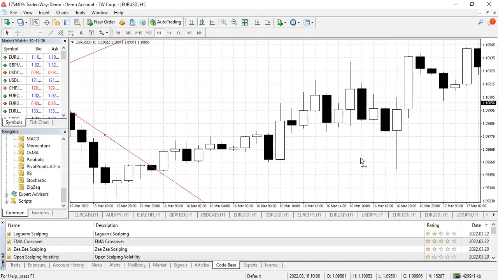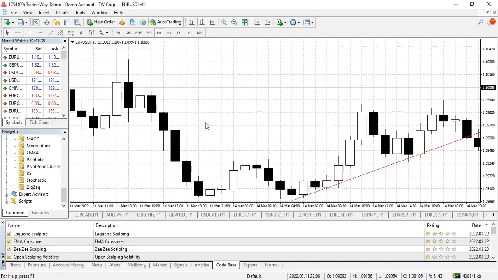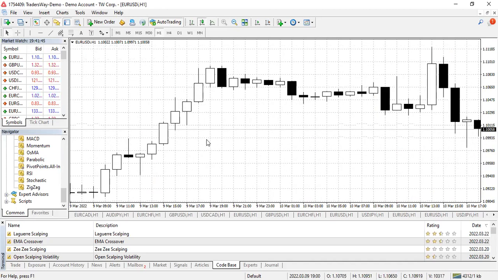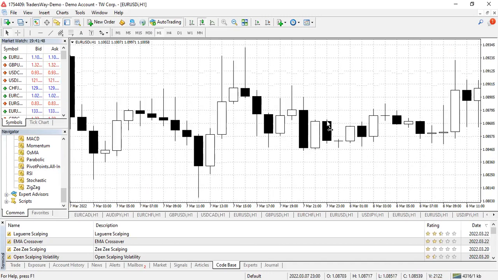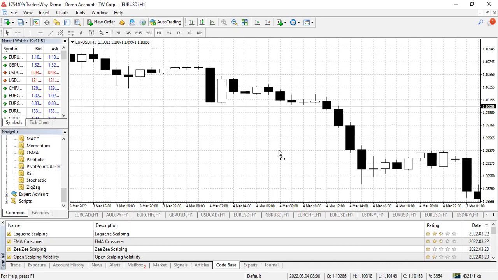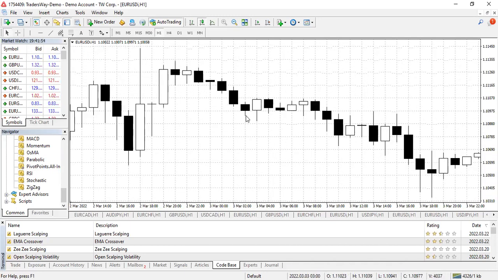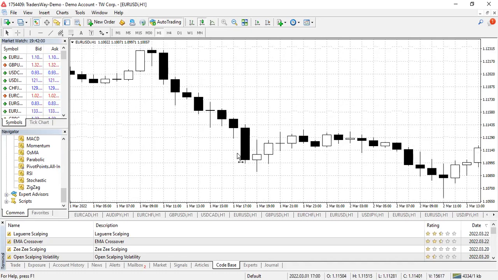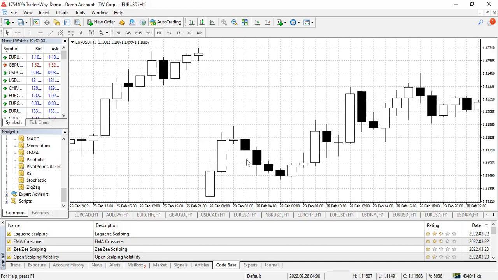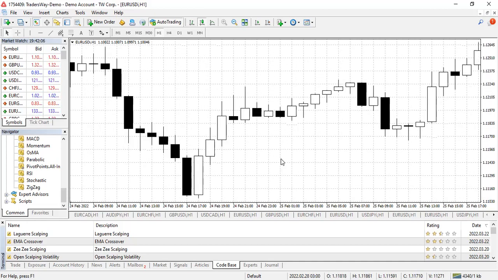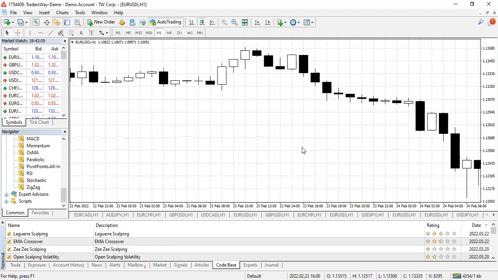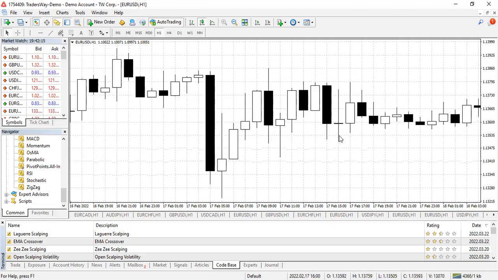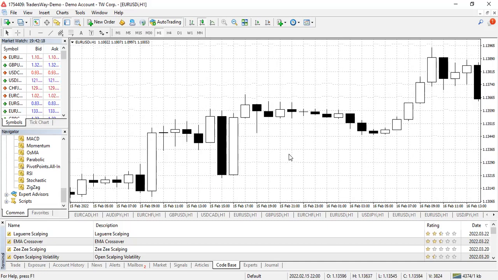If you can find a tweezer bottom or a tweezer top, let us see. The bottom and the top must be of equal size. So in your own time, you can just go through your MT4 and search for all these candles we are talking about. We won't be able to find everything here.